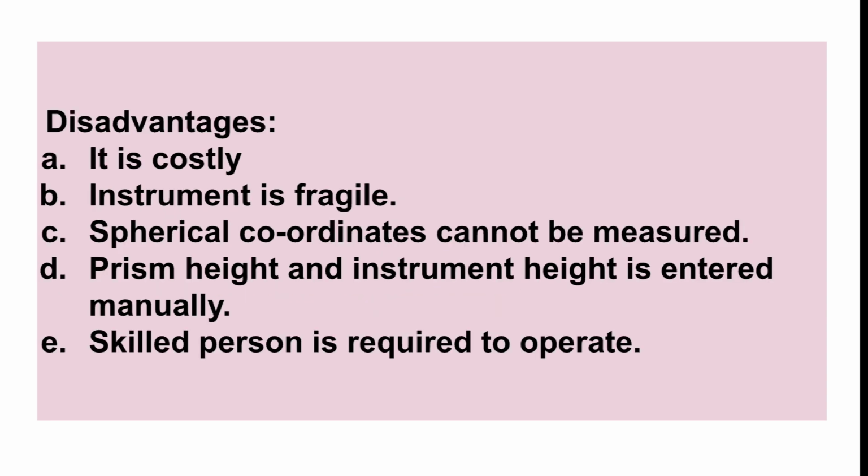Now let us discuss the disadvantages. Actually, the total station is very costly and it is very fragile. It is easily breakable and spherical coordinates cannot be measured. Prism height and instrument height are entered manually. A skilled person is required to operate the total station.